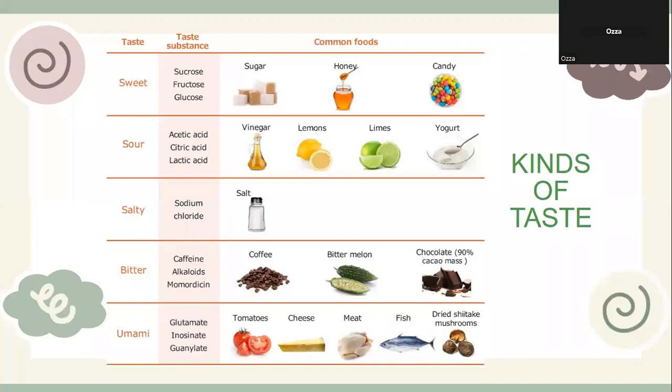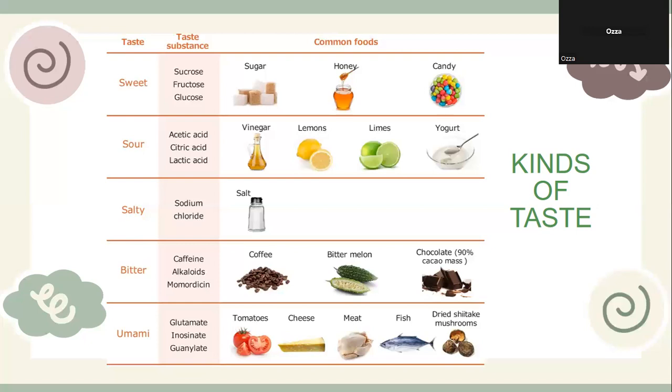The next is sour. Sour in Indonesian is asam. Examples of sour food are vinegar, lemon, limes, and yogurt. And then the next is salty. In Indonesian, salty is asin. Of course, an example of salty food is salt, which is garam. And the next is bitter. Bitter in Indonesian is pahit. Examples of bitter food are coffee and bitter melon. What is bitter melon? Bitter melon is pare.